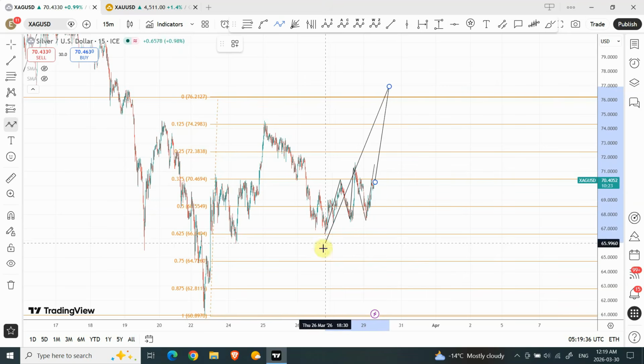For silver, my stop loss would be actually this one right over here. If I'm to go long right now, I'll put my stop loss right over here at 66.60.